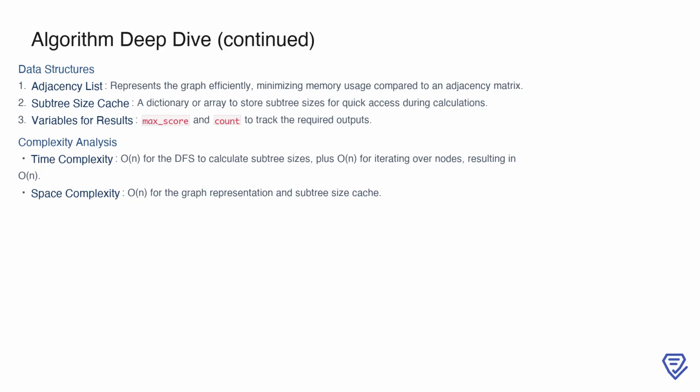In terms of complexity, the algorithm is highly efficient. Calculating subtree sizes using DFS takes O(n) time, as each node is visited once. Iterating over the nodes to calculate scores also takes O(n), resulting in an overall time complexity of O(n). For space complexity, the adjacency list and subtree size cache require O(n) space, making this approach scalable for large trees. These optimizations ensure that the algorithm runs efficiently, even for edge cases like single-node trees, unbalanced chains, or dense structures, while maintaining clarity and simplicity in implementation.